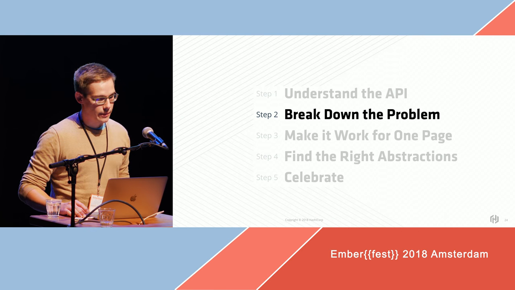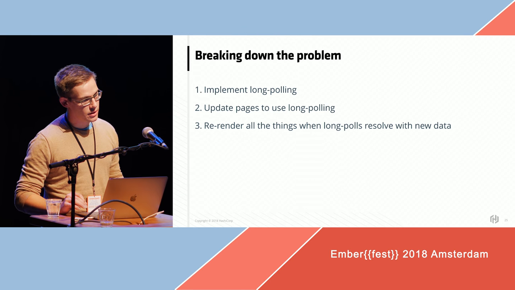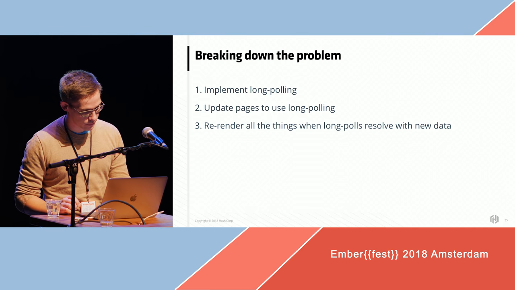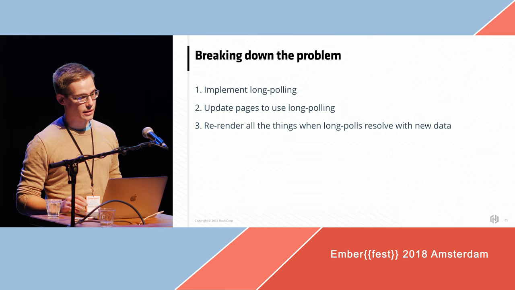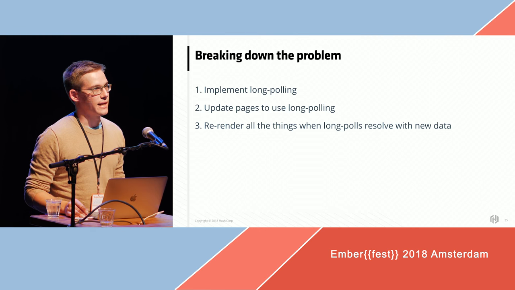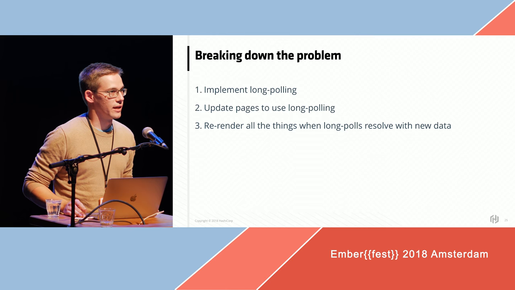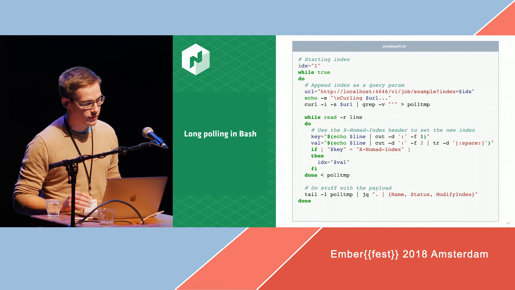So that's the API. Let's break down the problem here. What we need to do is implement long polling. Then we need to update pages to use long polling. And then we need to re-render all of the pages and all the things when the long polls resolve with new data. There's always that guy on Hacker News that likes to trivialize everyone's work by redoing it in Bash. So I'm trying to get ahead of the story here by doing it in Bash myself.